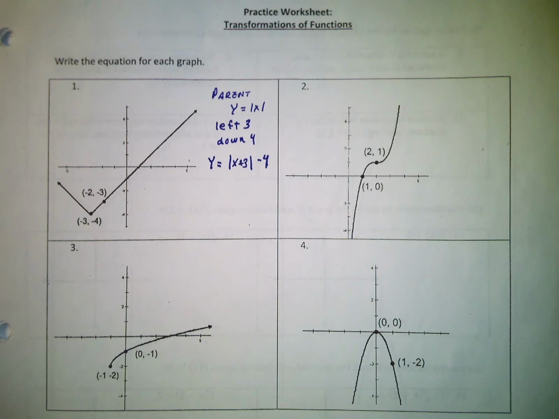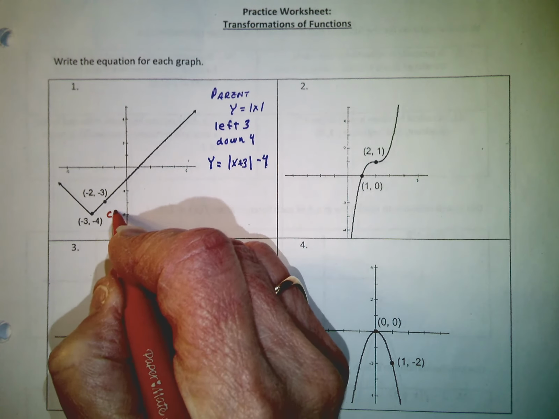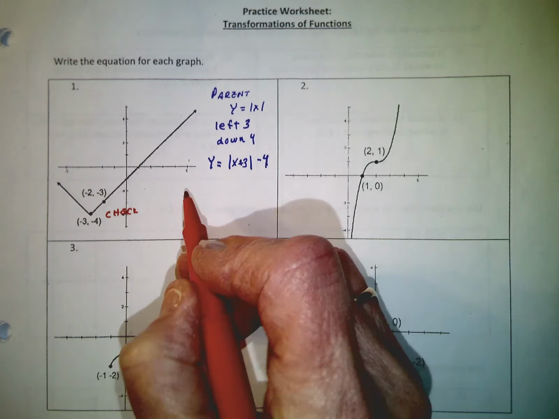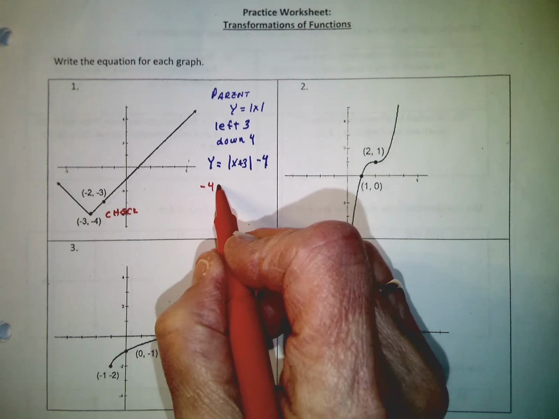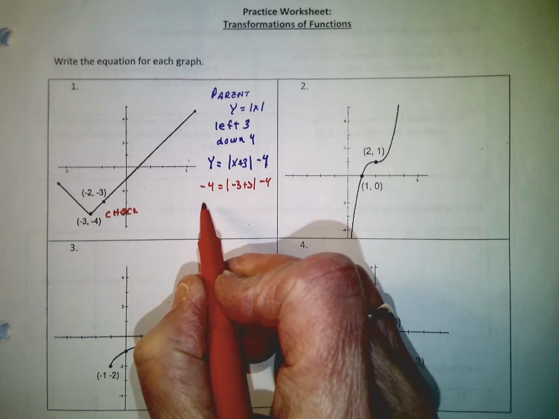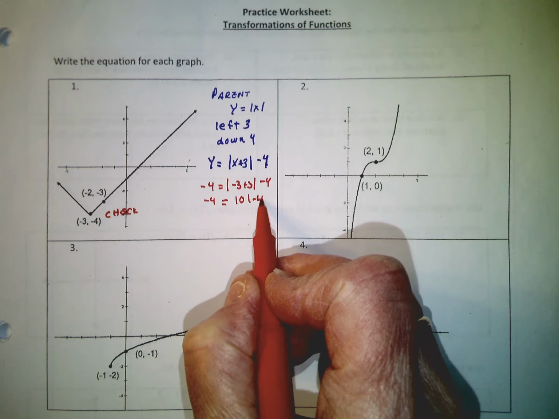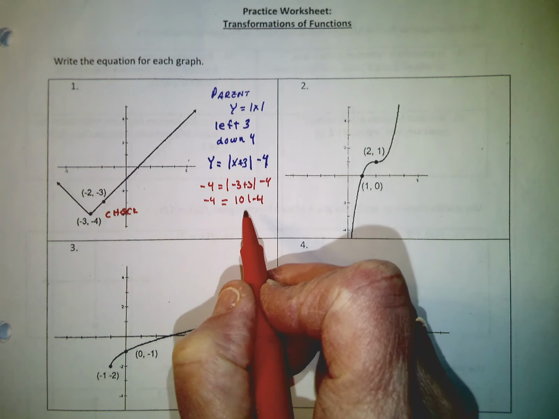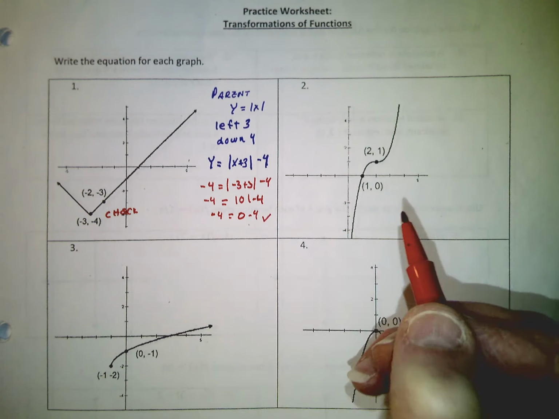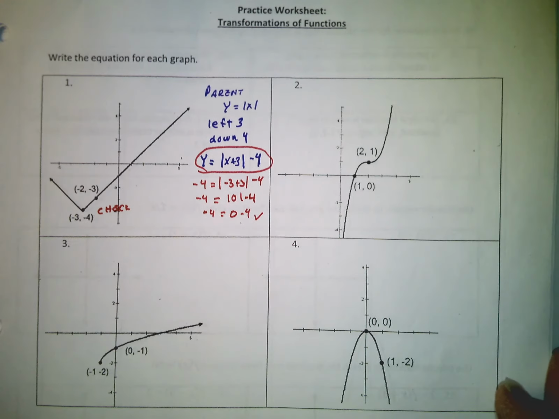Is that the right equation? Well, we should check. We should always check. Pick a point, put it in. So I'm going to check with the -3, -4. Y equals -4. The x equals -3. So -4 equals the absolute value of 0 minus 4. And -4 equals 0 minus 4 does check. Yes, this must be the equation of the transformed function.